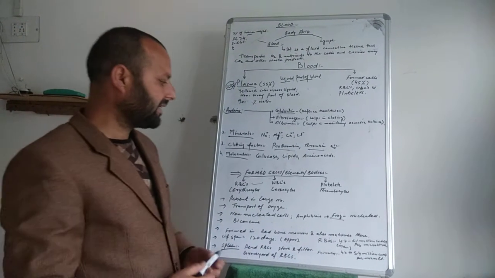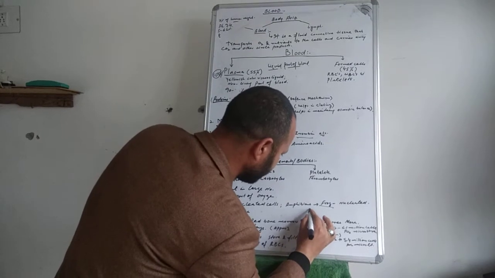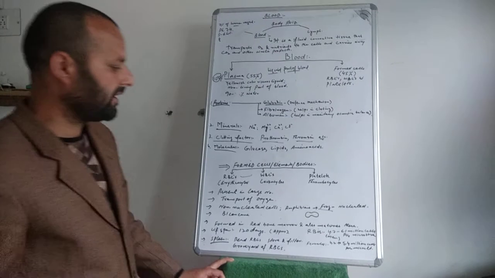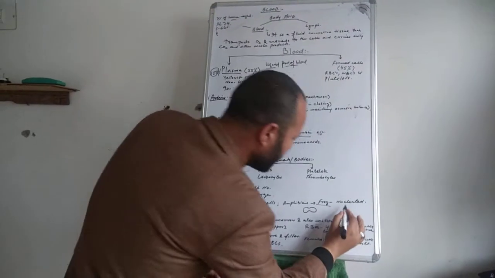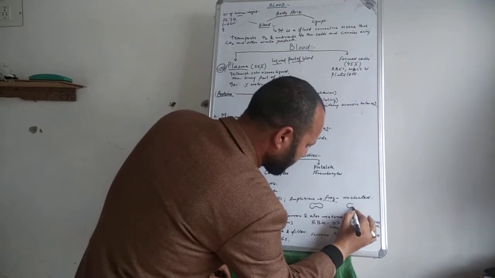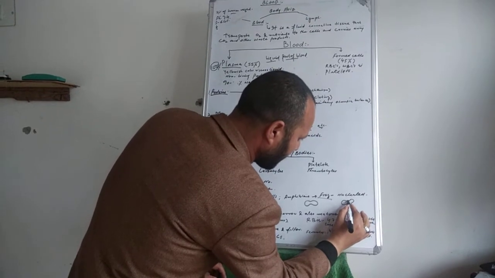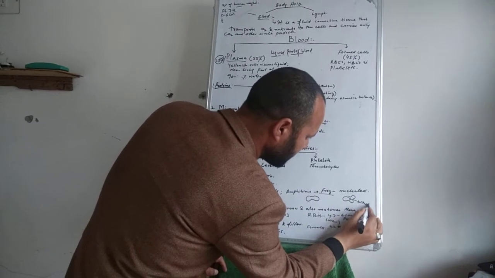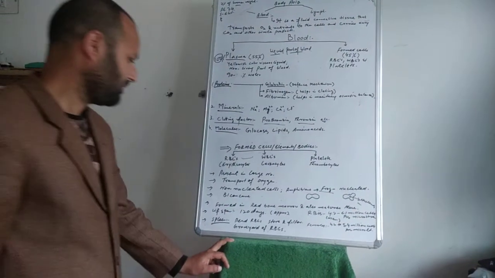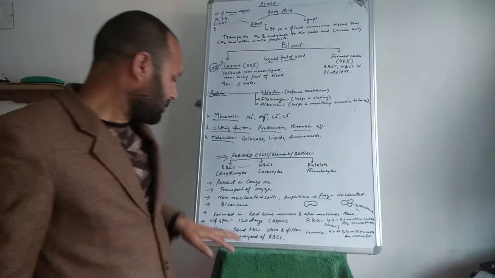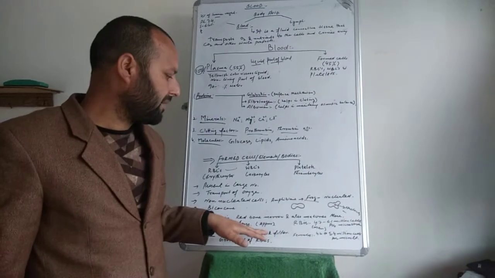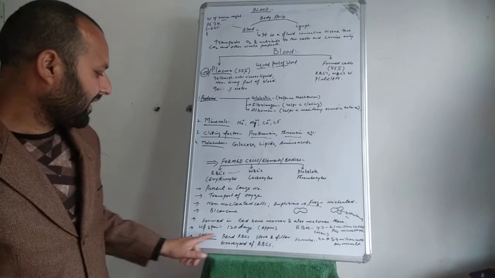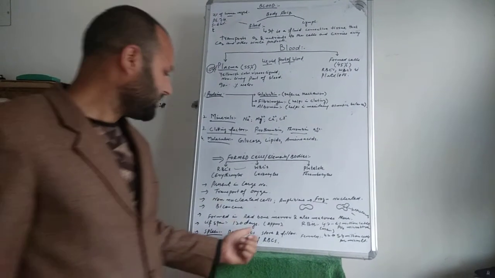It is biconcave, like this shape. Biconcave. And in the frog it is like this, and this is the nucleus. These RBCs are formed in red bone marrow and also mature there. The lifespan of RBCs is approximately 120 days.